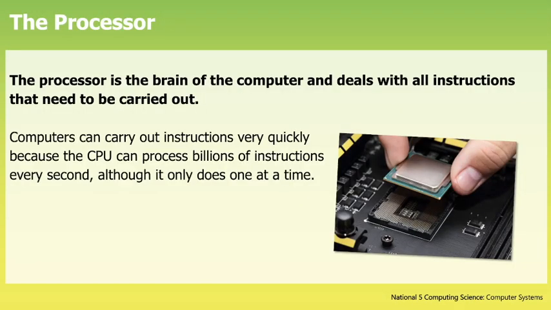The processor is the brain of the computer, and it deals with all the instructions that take place in the computer. If there's no processor, the computer won't work. Even the simplest kind of computer will have a processor. Computers can carry out millions of instructions very quickly, but traditionally a processor can only handle one instruction at a time. It just handles them very quickly.